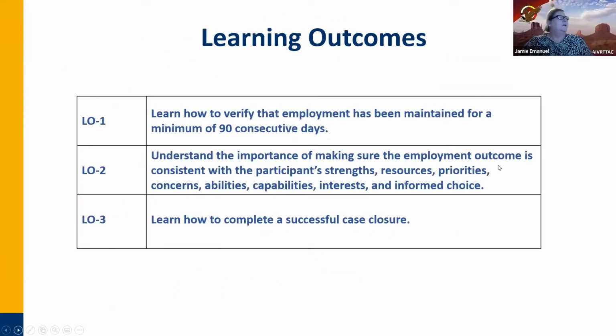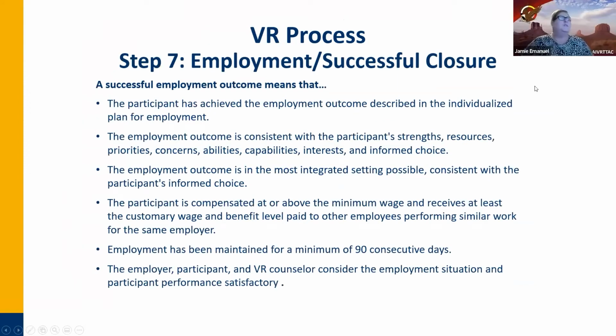Okay. So let's talk about, first of all, what does successful employment outcome mean? It says here in our notes that the participant has achieved their employment outcome that was described in the IPE. Their employment outcome, again, is consistent with their strengths, resources, priorities, concerns, abilities, capability, interest, and informed choice. The employment outcome also is in an integrated or the most integrated setting possible, which is consistent with the participant's informed choice. The participant is compensated at or above the minimum wage and receives at least the customary wage and benefit level paid to other employees performing similar work for an employer.